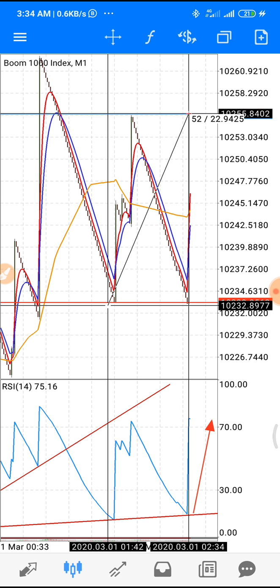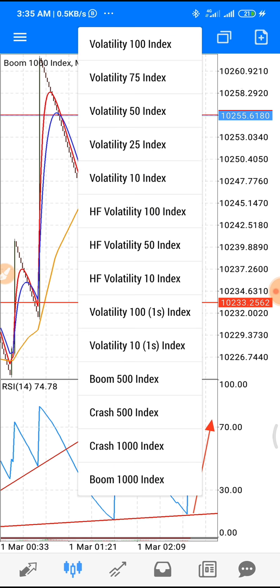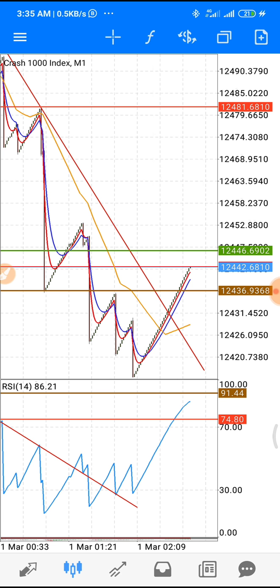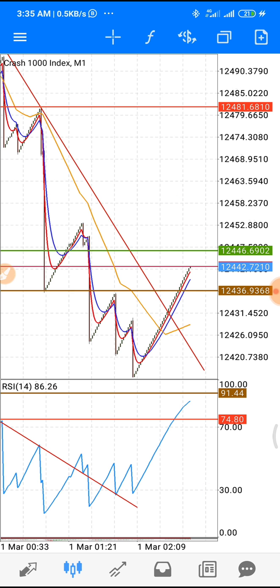So I was so sluggish there, I would have cut that spike, but at least 22, let's say 23 pips. Okay, at least you can see the strategy is working. It was my sluggishness that caused that one. So back to crash 1000. Back to crash 1000. Okay.